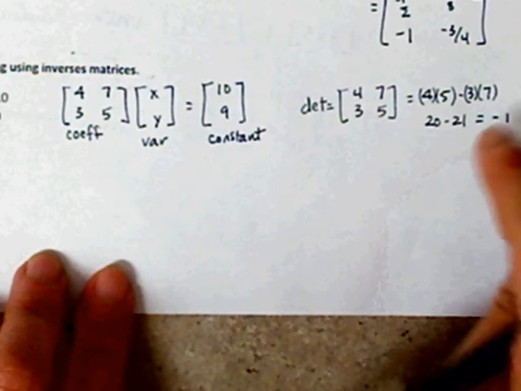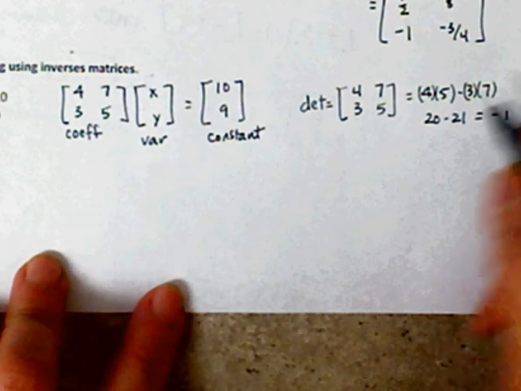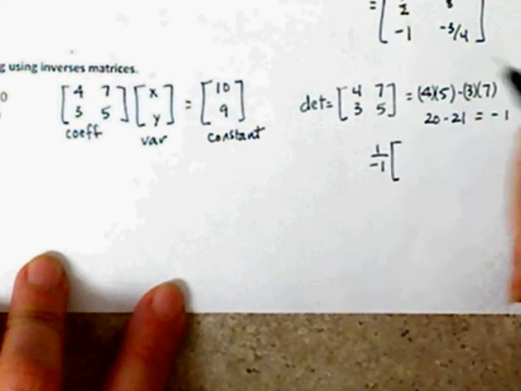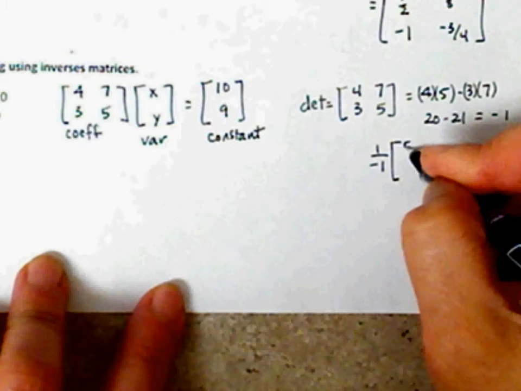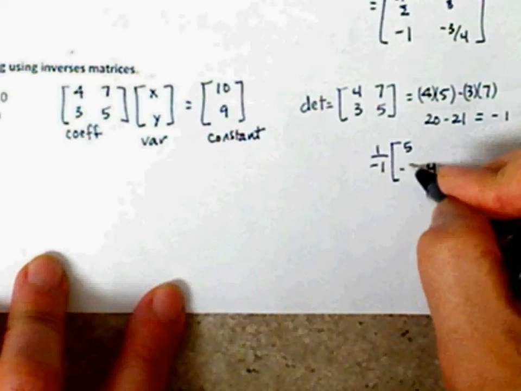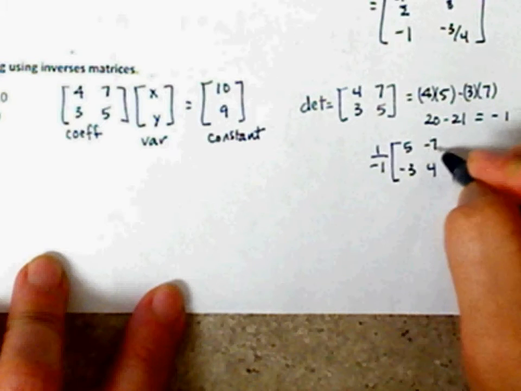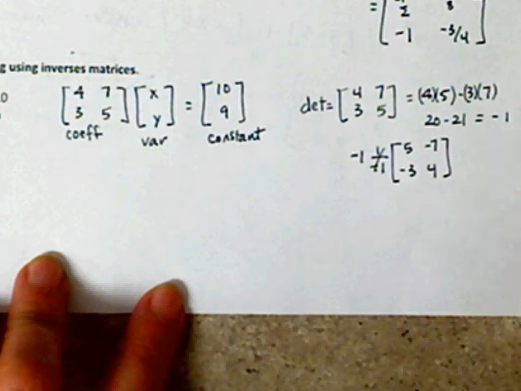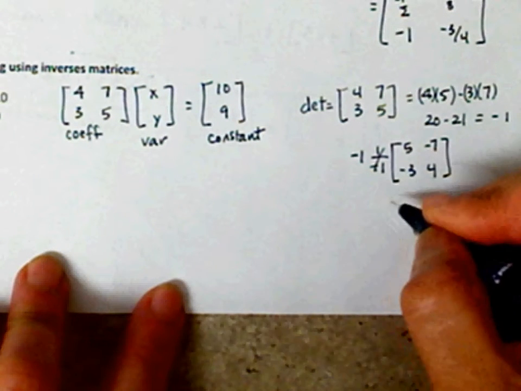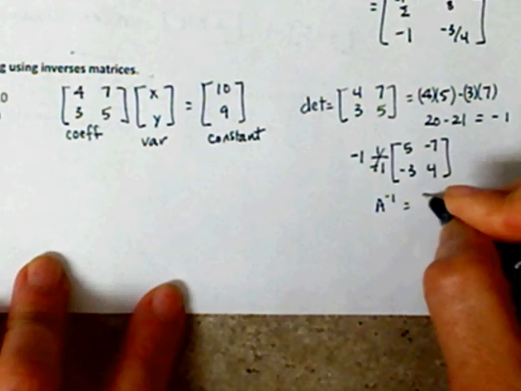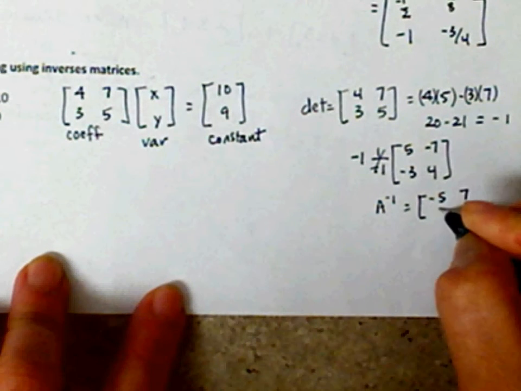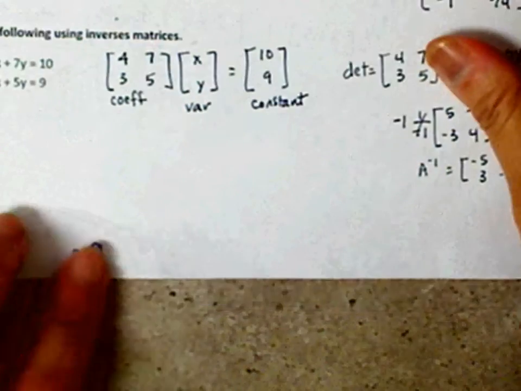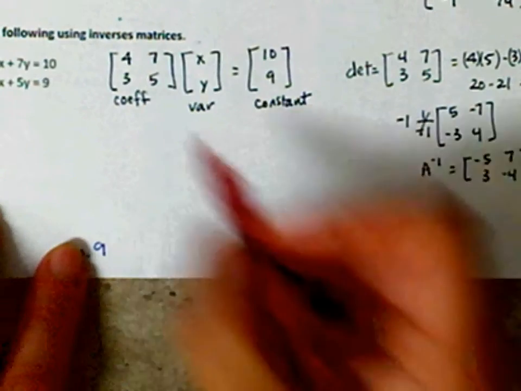Now you're going to use that to try to find your inverse. So how do you find your inverse? Well, it's 1 over negative 1, which is negative 1. Switch your 4 and your 5. 5 goes here, 4 goes here. Negate negative 3 and negative 7, okay? This right here is the same thing as negative 1. So your inverse, we'll call it A, is negative 5, 7, 3, negative 4, because you're multiplying it times all negative 1.